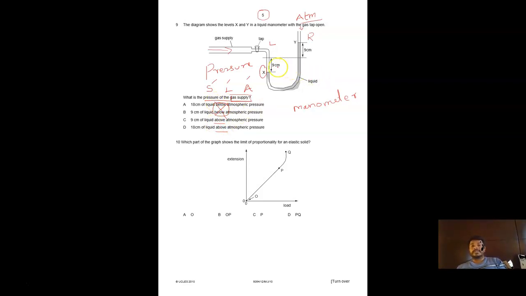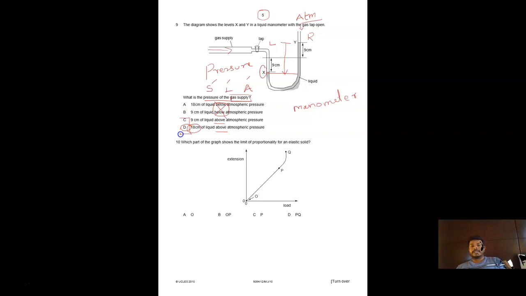Above the atmospheric pressure does not mean the line. Don't misunderstand this line. You have to think about the value of the pressure of the atmosphere and the pressure of the gas. Here the gas pressure is more, so how many centimeters more? From the top surface to the bottom surface you have to count. From here to here is 9, and here to here is 9, so altogether 9 plus 9 is 18. So here is the option. So your answer is D.